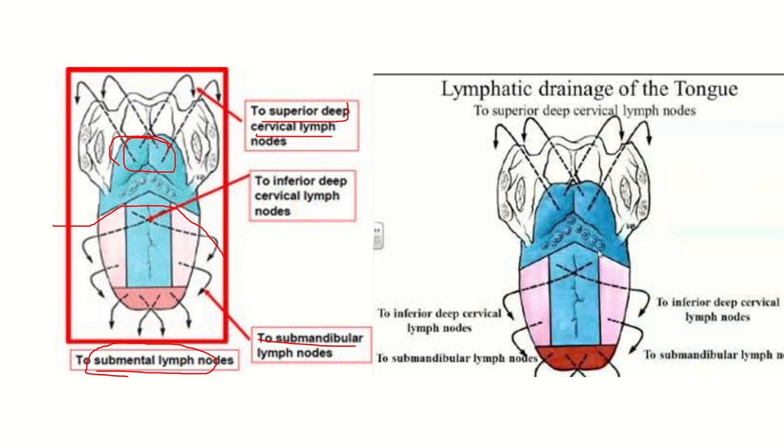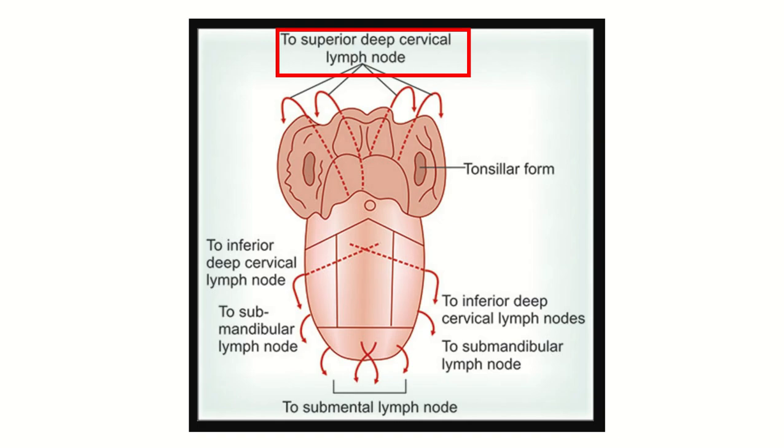And we can see from the posterior part they drain on both sides. Here we can see this is the same side, but this side is the other side, so they drain to both deep cervical lymph nodes. And here also in the second picture it is clear, this is the posterior one third, and this posterior one third drains into the deep cervical group of the lymph node.